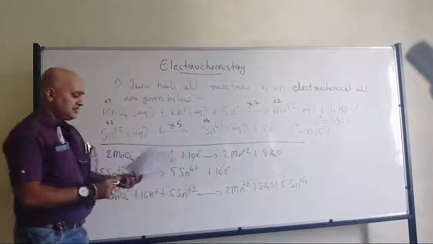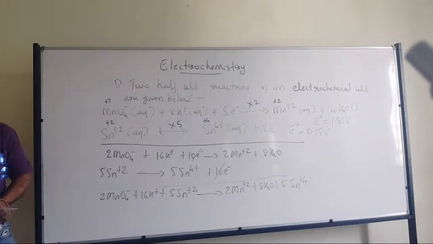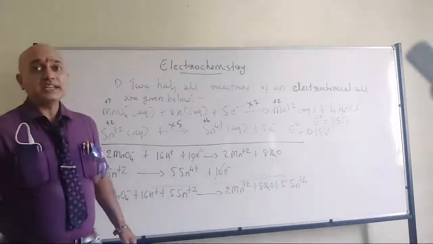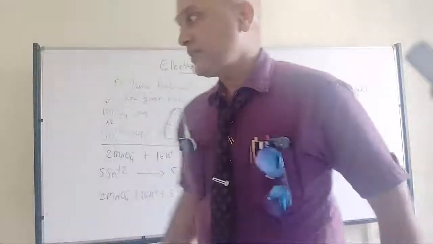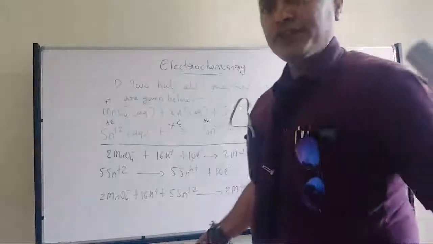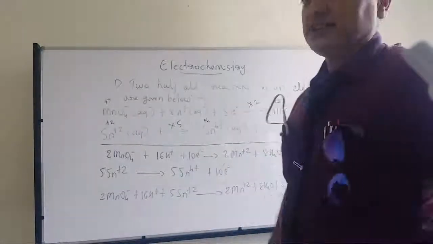All of you have understood? So this is the equation. The redox equation, which you have studied in your first PU. Okay? So this is the net equation under these conditions.